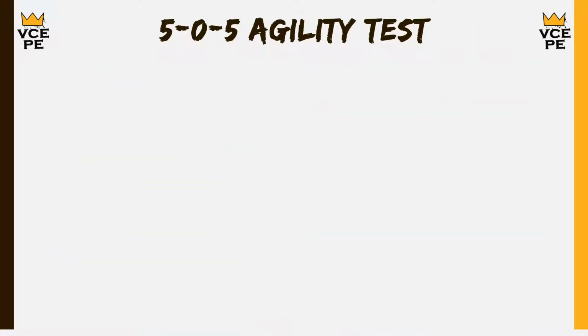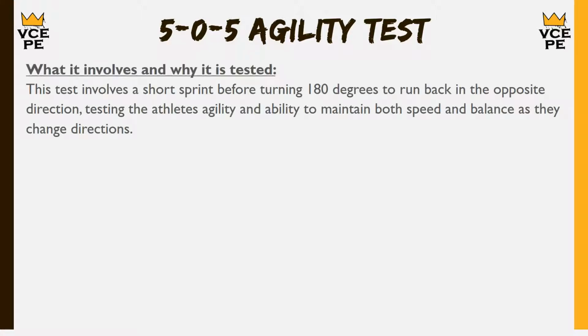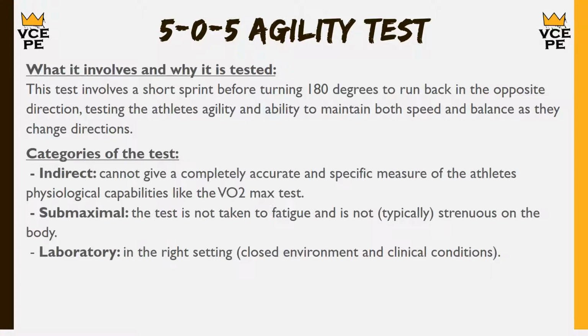The last test we're looking at today is the 505 agility test. And what it involves is a short sprint before turning 180 degrees and then running back in the opposite direction. It is an indirect test because it cannot give you a completely accurate or specific measure of the athlete's physiological capabilities like a VO2 max test. That'll actually give you a very direct and concise figure, whereas this one is not that. It's also sub-maximal. Again, they're trying their hardest, but they are not exhausted from this test.